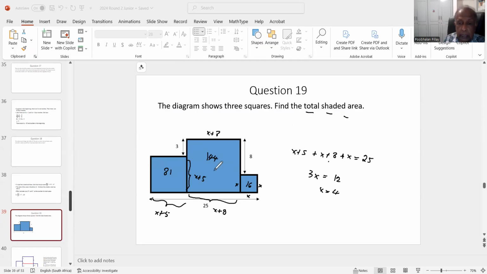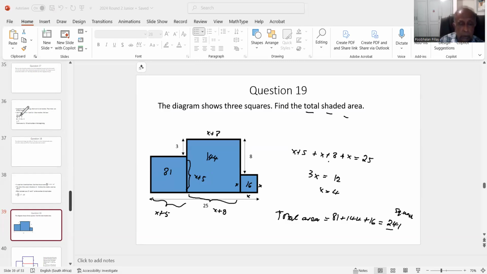You're asked to find the total shaded area. So what I've done here is calculated the areas of each of those squares, and that can take me quickly to the total area. You just add up all these things. 81 plus 144 is 225. 225 plus 16 is 241. So that's the answer. It's always nice to put down square units. In areas, you should put square units, and volumes will be in cubic units. You should put that down.